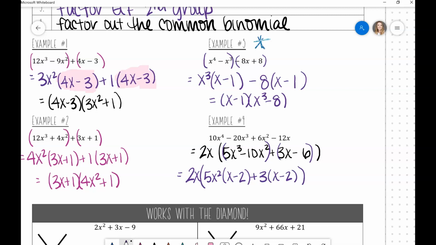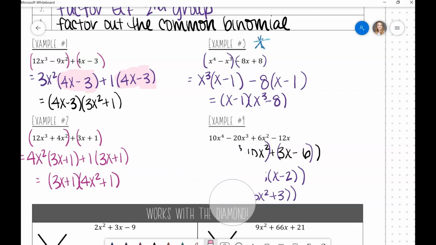Within here, they both have an x minus 2. So I can pull out an x minus 2. I'm left with a 5x squared plus 3. So that would be considered completely factored from here. But let's say you missed the greatest common factor. We'll redo this problem in another way.